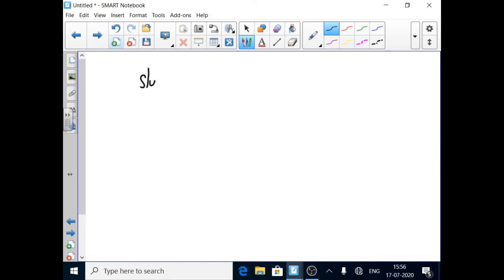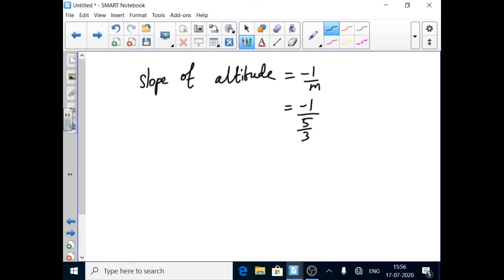So slope of altitude. First we find out the slope, that is m. So m is 5 by 3, and the slope of altitude formula is -1/m. So that is -1 over 5 by 3, which is 5 by 3 taken to the numerator, so -3 by 5 will come.